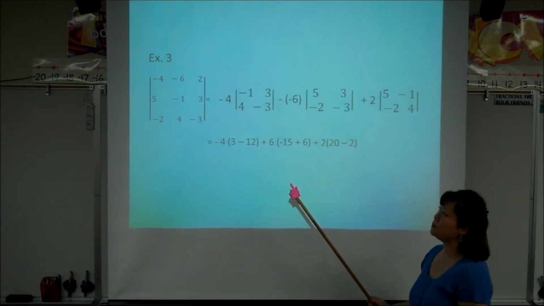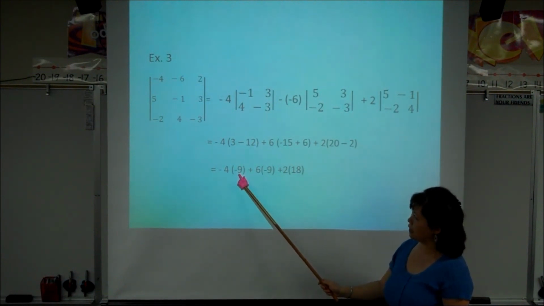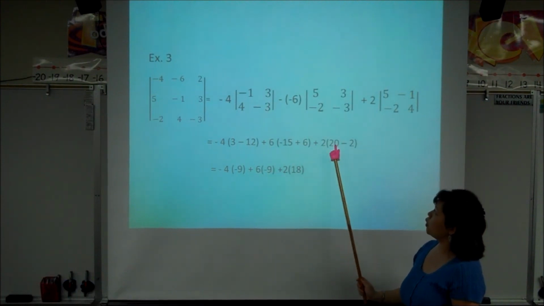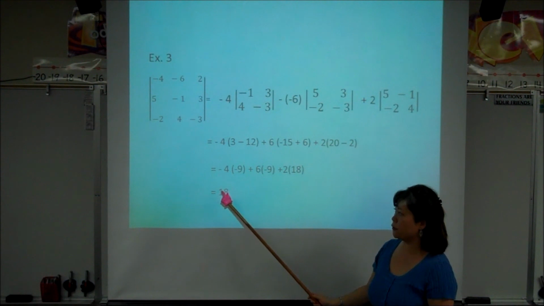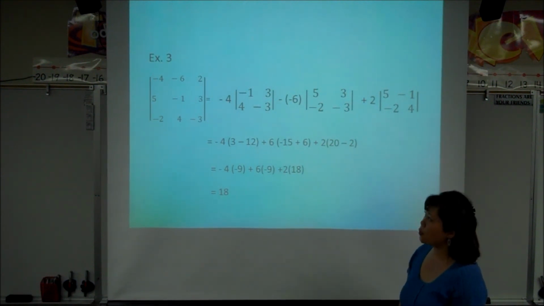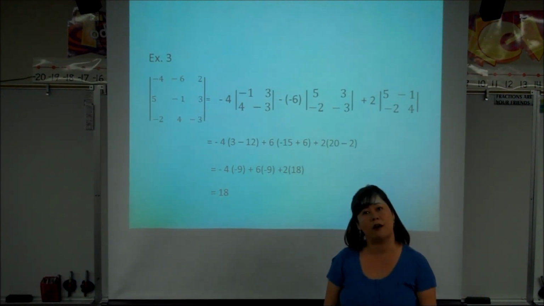So we continue to simplify it. So when we simplify, the 3 minus 12 becomes a -9, -15 plus 6 becomes a -9, 20 minus 2 becomes an 18, and then we again simplify further and get 18 as your final answer. Okay, so that's the third order determinant. So those are going to be the classwork that you're going to work on: the second order and also the third order determinants.